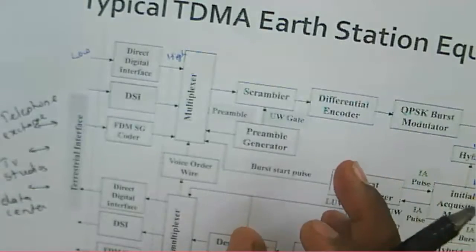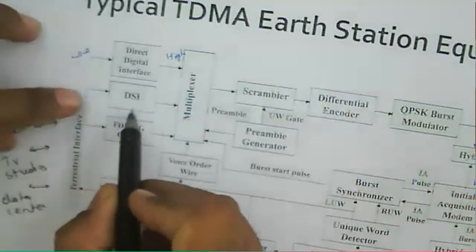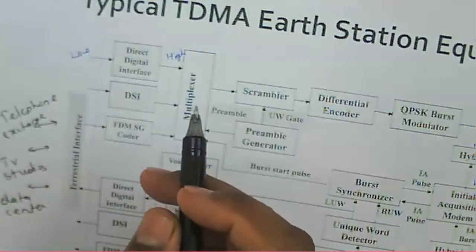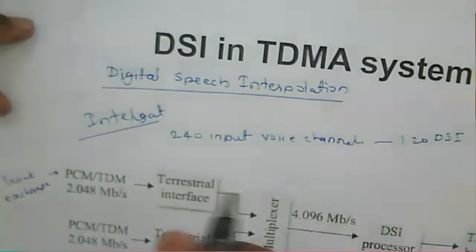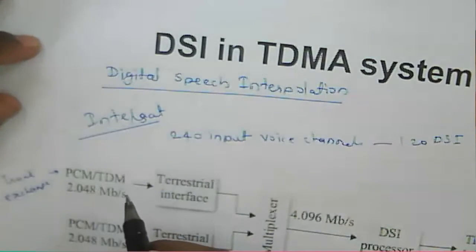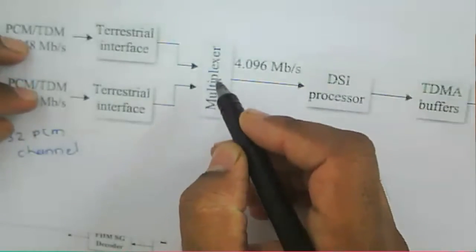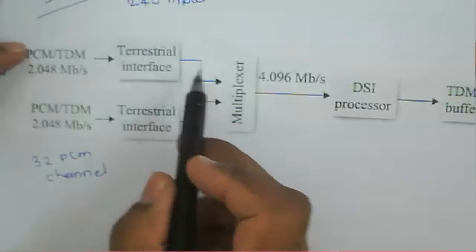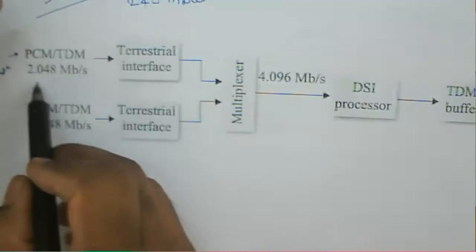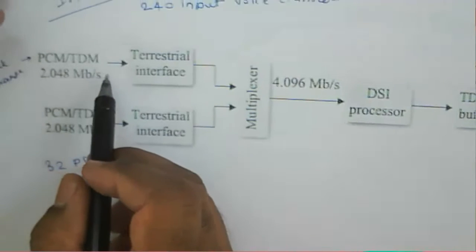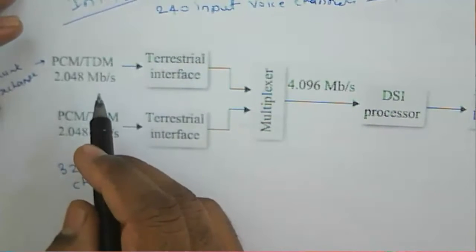And lastly, next we continue the discussion about a DSI here. So that is about digital speech interpolation. In the digital speech interpolation, we have seen that it has a multiplexer, and that multiplexer interfaces with this terrestrial interface component, and that is data from the trunk exchange, with the rate of 2.048 megabits per second.